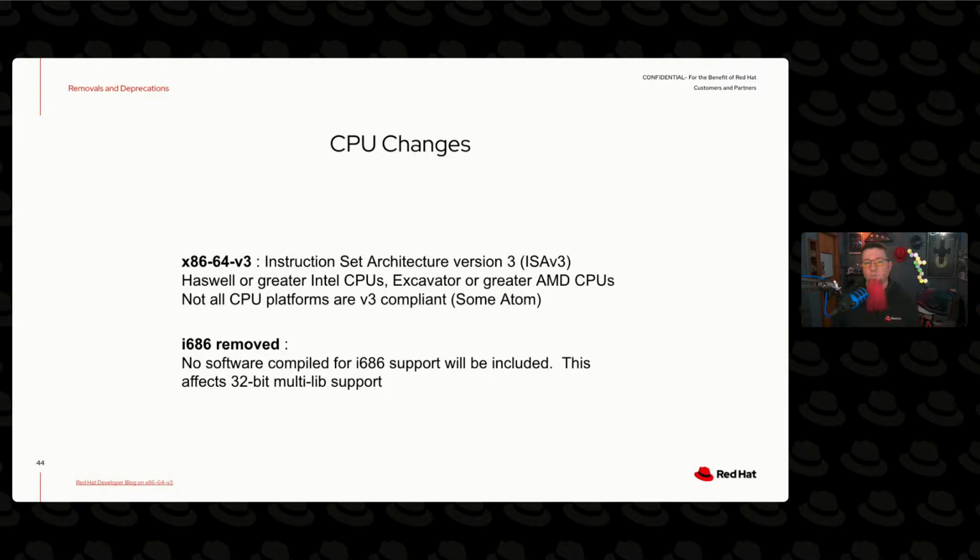There's some specific cases with Atom processors. The releases for these are not necessarily ISA version 3 compatible, just because of the purpose-built nature of some of the Atom CPUs, right? The instruction set architecture defines what features are in the CPU. Some Atom CPUs don't necessarily meet that. So you have to look into that a little more closely to make sure that they're validated. i686 is gone. No more 32-bit binaries or libraries are going to be compiled for RHEL 10.